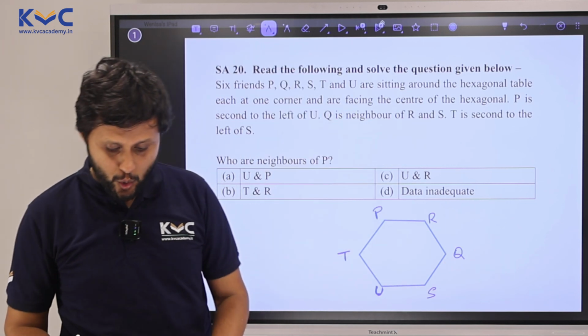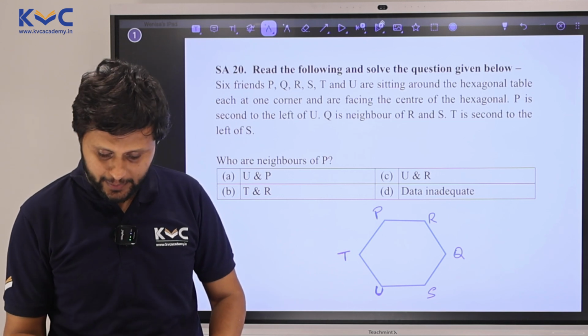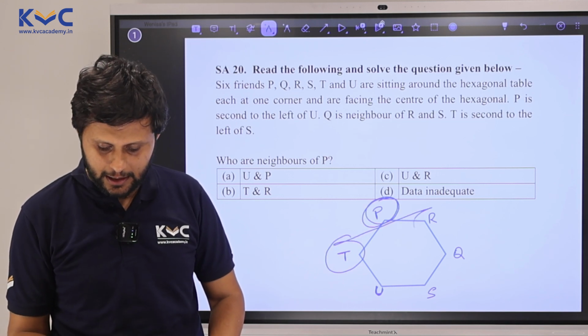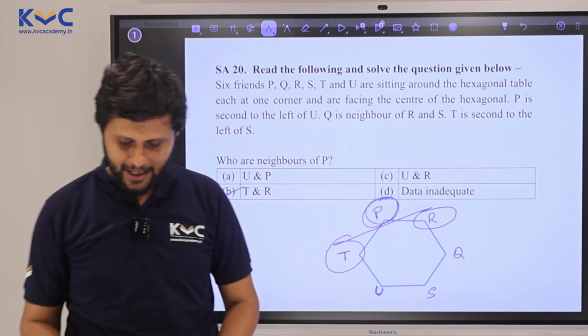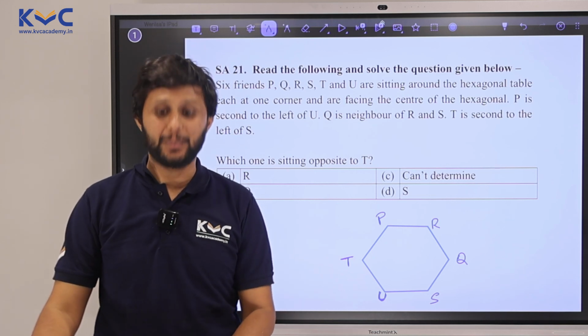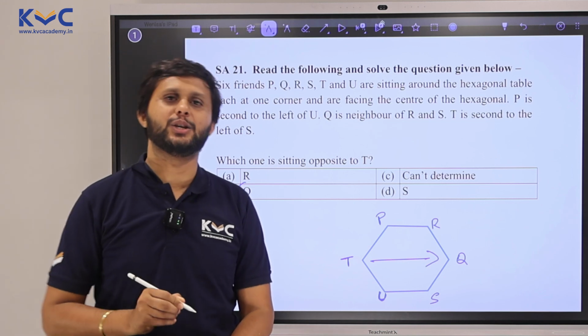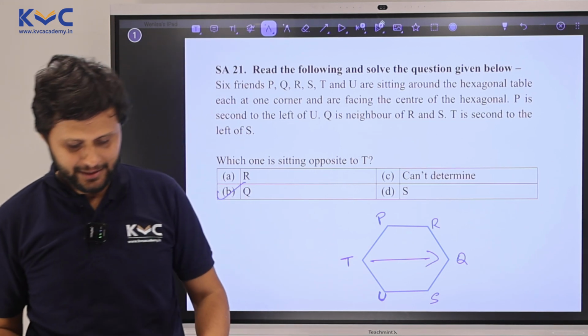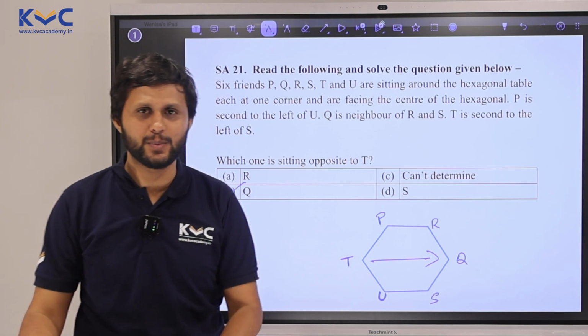Data is ready. Who are neighbors of P? That should be T and R. P is over here. T and R is there in option B. And the last question, 21st. Which one is sitting opposite to T? And that should be Q. Done. Okay, and that was the last question in seating arrangement.